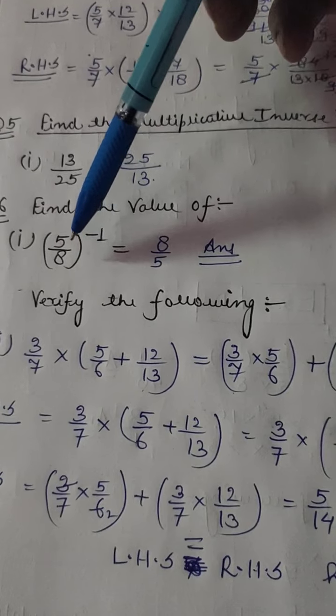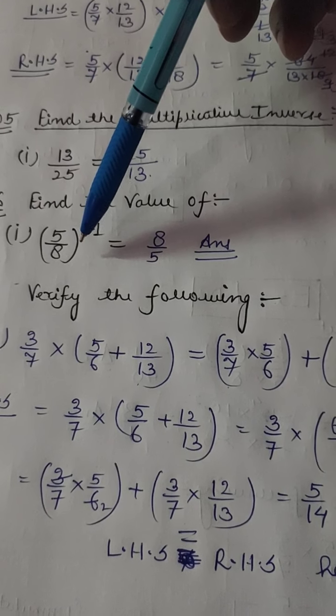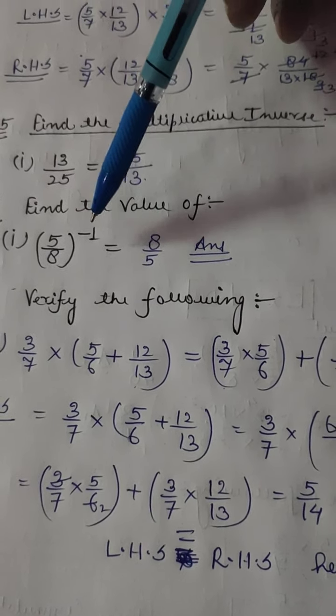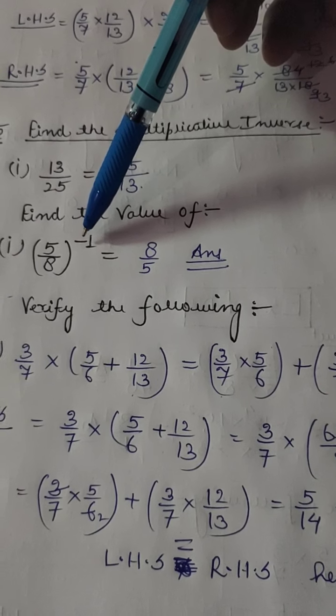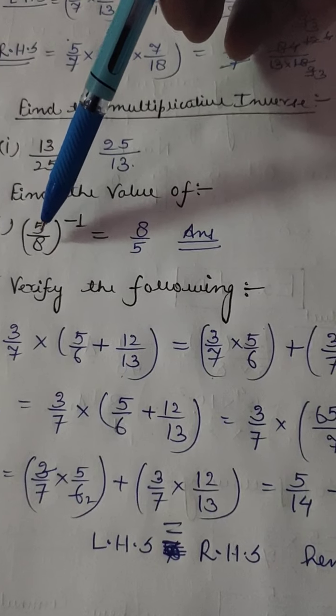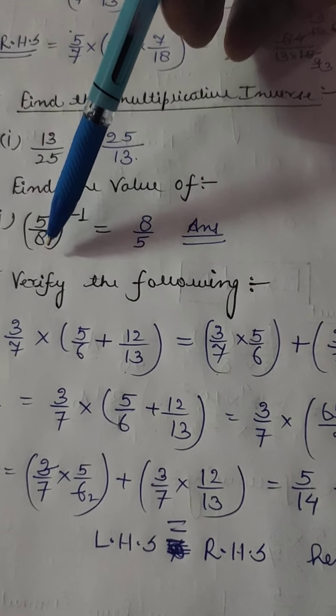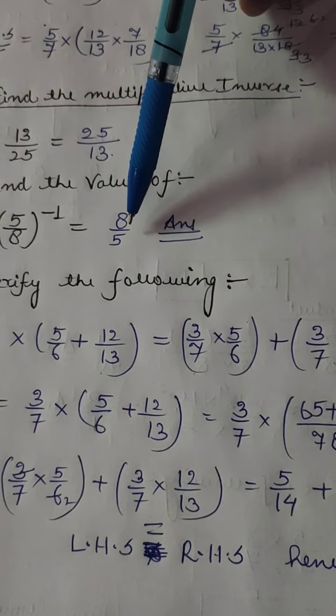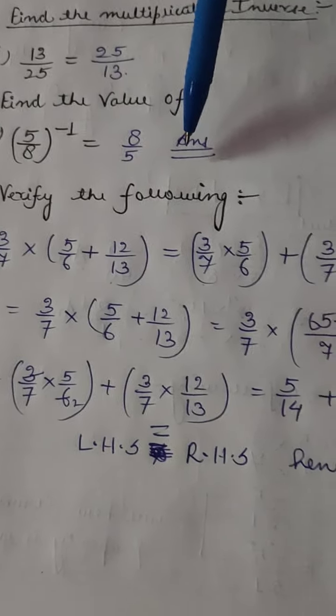Next, find the value of 5 by 8 power minus 1. So minus 1 power can be converted into plus by simply taking the reciprocal of the rational number which is present inside the bracket. So the answer is 8 by 5. 8 by 5 is the required answer.